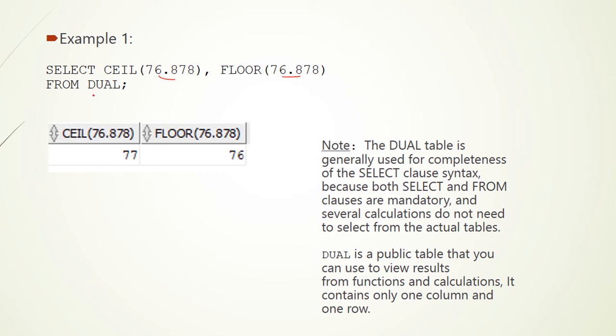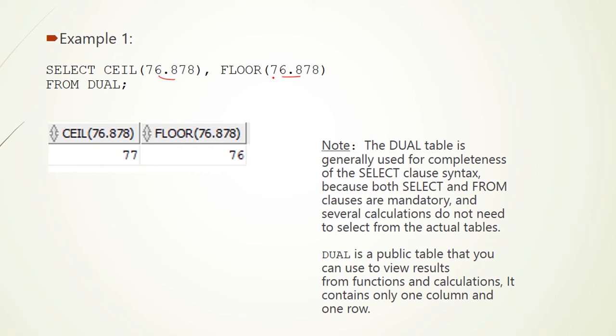Dual is a table used for completeness of a select clause. As we learned before, a basic select statement must contain two clauses, the select clause and the from clause. You cannot write a select statement that contains only a select clause. Because we are just using arithmetic operations or functions without reading data from tables, we can complete our select statement by reading from a table called dual.